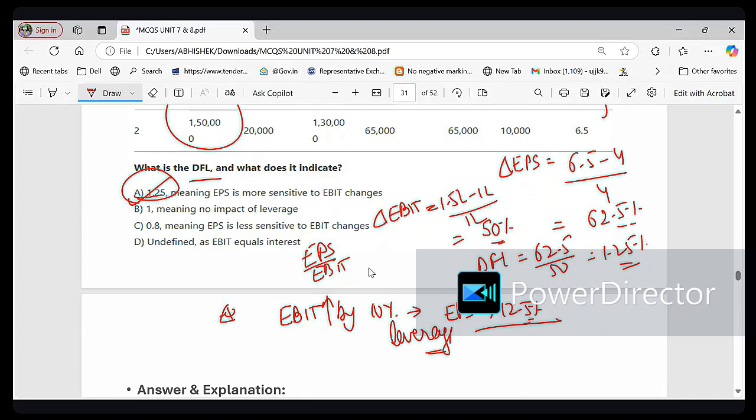So no interest means DFL is equal to 1. With fixed interest, it might be greater than 1 or it might be less than 1, right? I hope it is clear now. I hope it is clear.